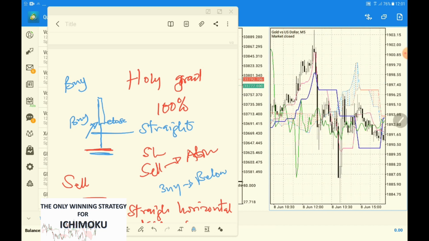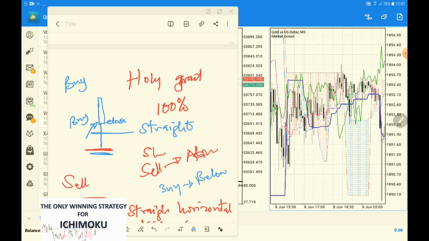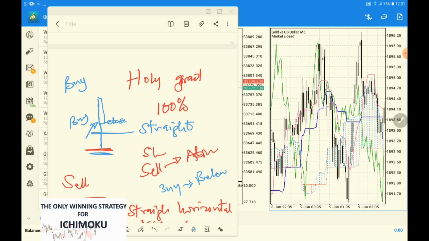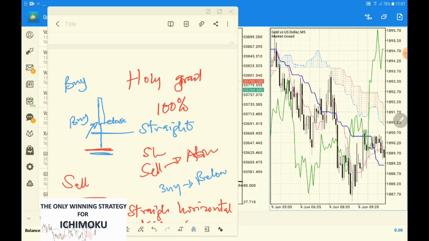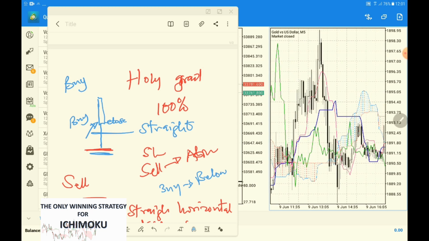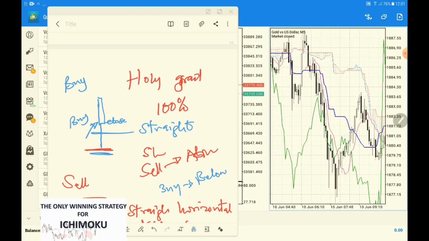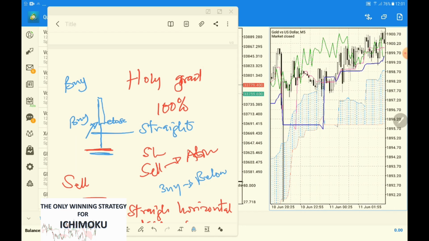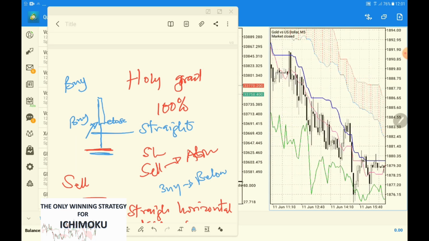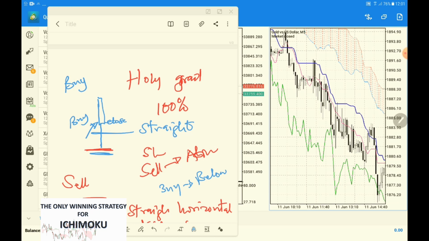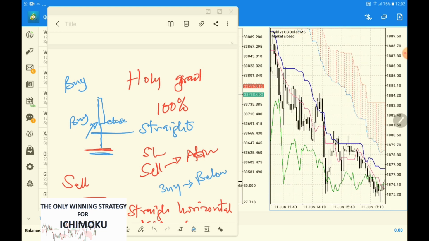So this is gold for you. Let's take a look at other pairs and see how this played out. So we have another beautiful example here. You see price, let's bring out the pointer. Price broke a straight horizontal Kijun-sen but closed below it. And what happened? It kept selling.